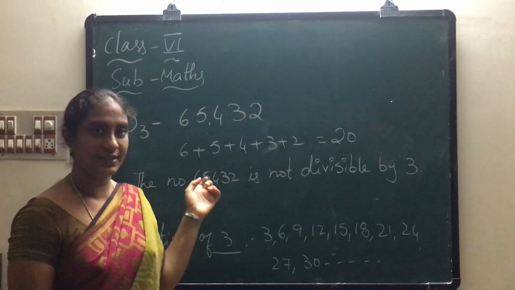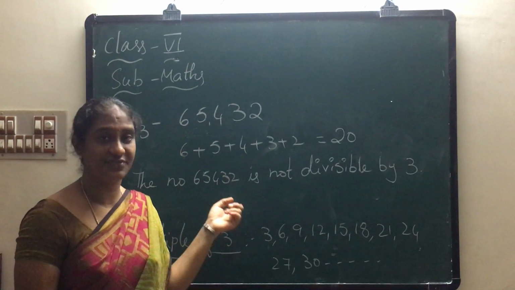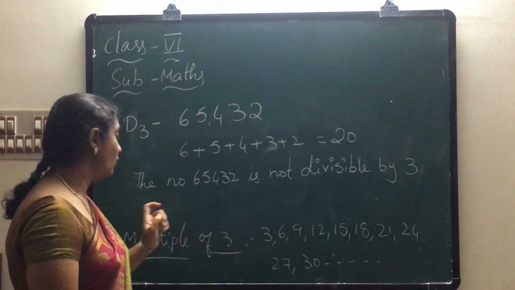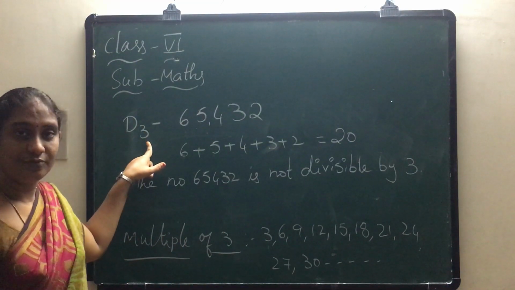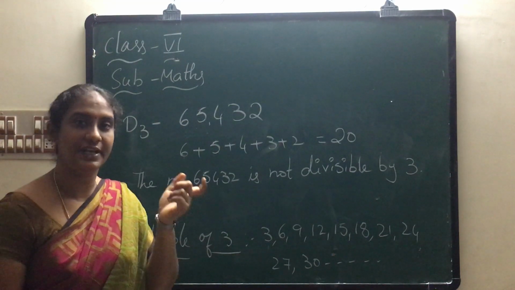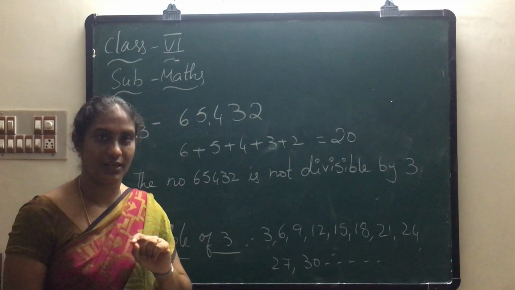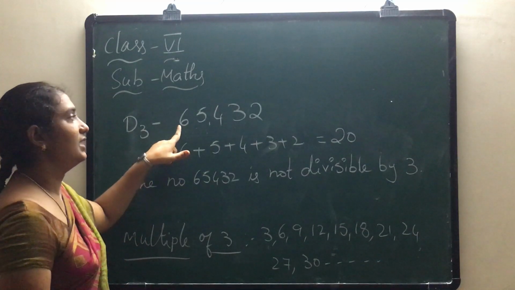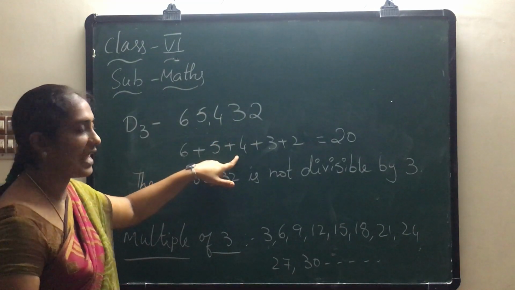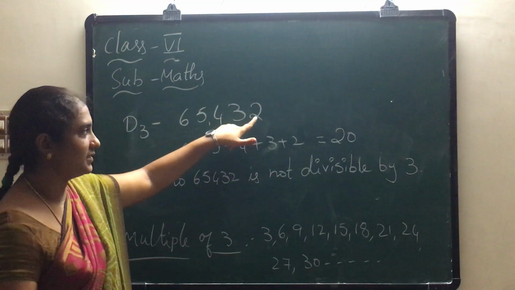Once again I am telling, see, why? Because it is very important for you. That's why I am repeating so many times. Once again I am repeating, see, the divisibility rule of 3 means what we have to tell: the sum of the digits is a multiple of 3. Means what we have to do here? First we have to take the digits. Those digits we have to add. Okay? 6 plus 5 plus 4 plus 3 plus 2.